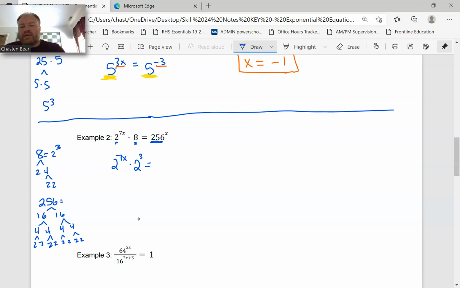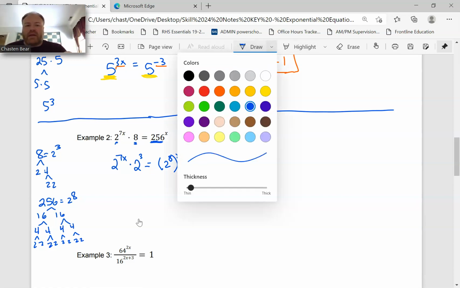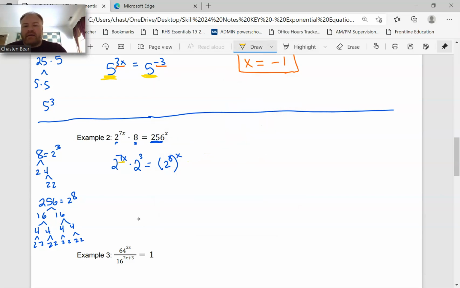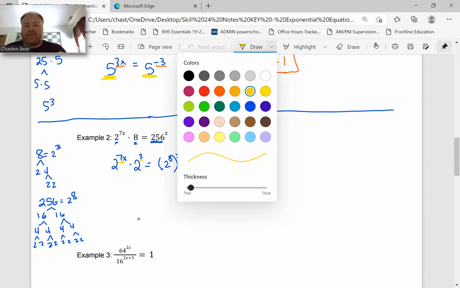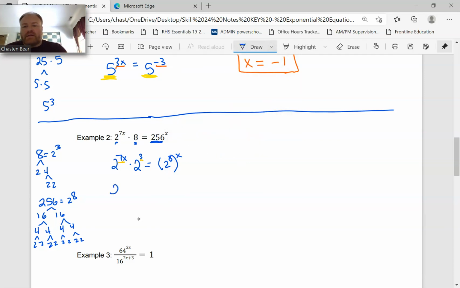And it looks like 256 is the same as 2 to the 8th. So what I'm going to do is write that as 2 to the 8th raised to the x power. So what I've done is I've rewritten all of these so that they're going to have a base of 2. So now what I'm going to do is apply some exponent properties. On the left side, I'm going to add these exponents, because when you multiply things with the same base, you add the exponents together. That's going to give me 2 to the power of 7x plus 3.